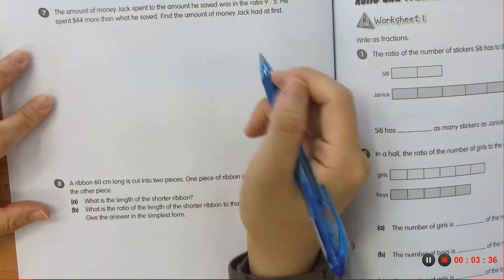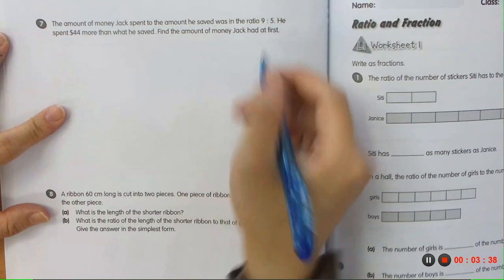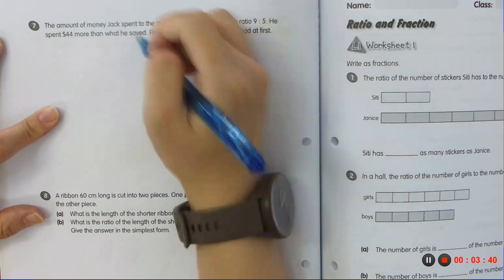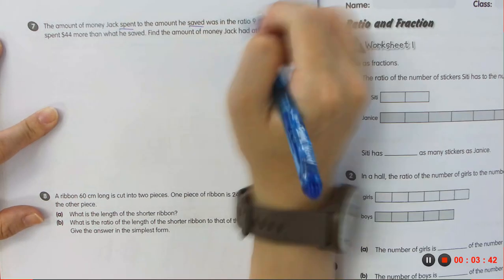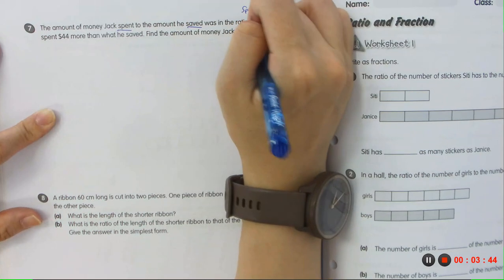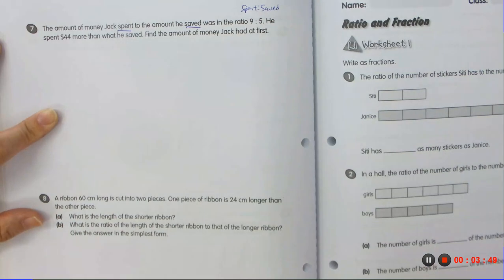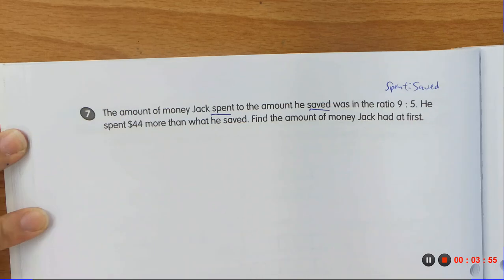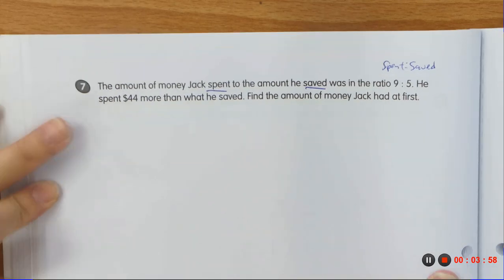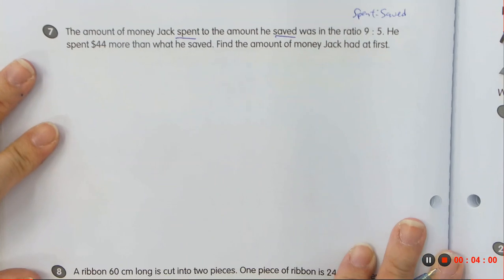Do you do the annotation? So I have spent versus save. Is Jack important? Yeah, not really important because there's no other person here. There's no Jill here to compare Jack with. So it's just spent and save. The ratio is given. You have the two quantities here.